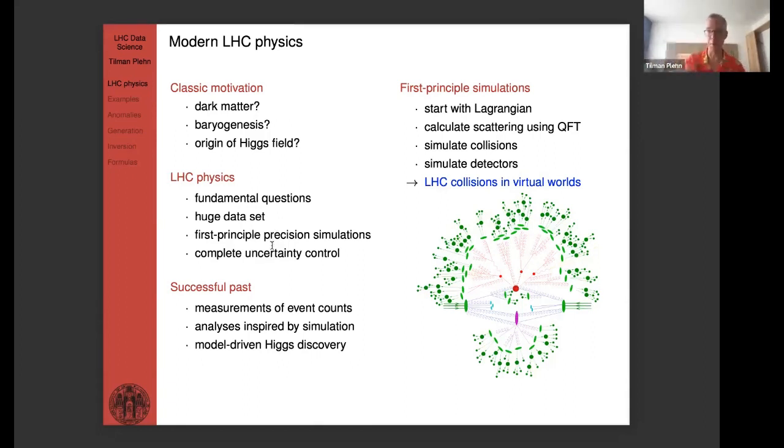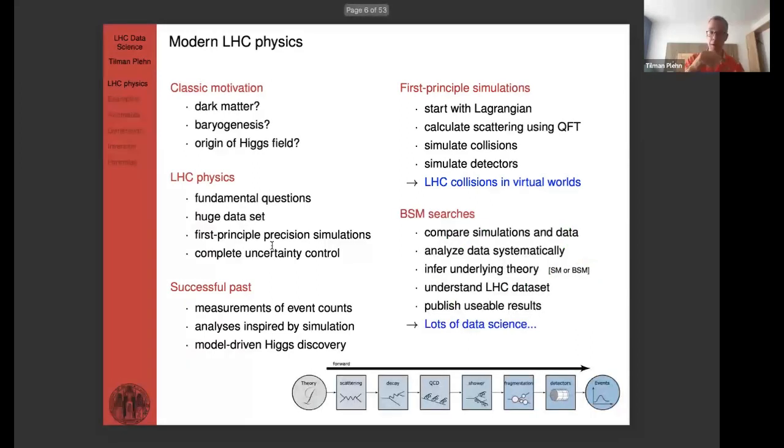This picture is a famous picture from the Sherpa collaboration on how they envision an LHC event. We search for physics beyond the standard model essentially by comparing simulations and data. That's what I think we should do. We should analyze data as systematically as possible, because nobody wants to create data and then miss something. If we analyze data systematically, we can look at the data and infer what the underlying theory is, given that we can simulate in a virtual world.